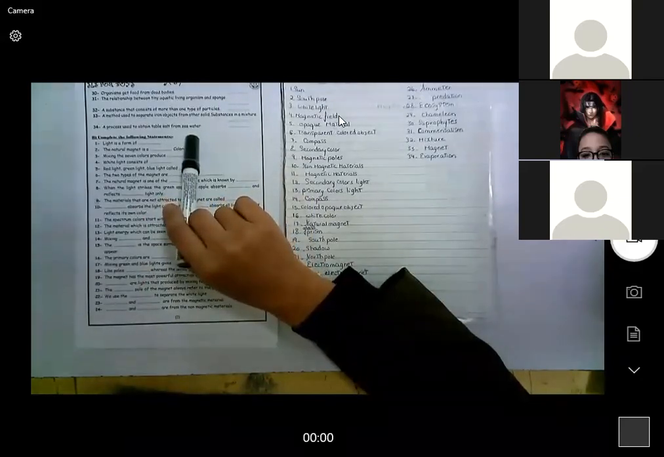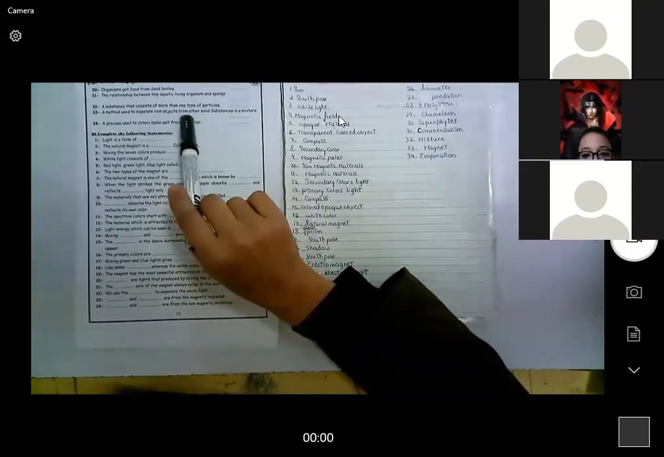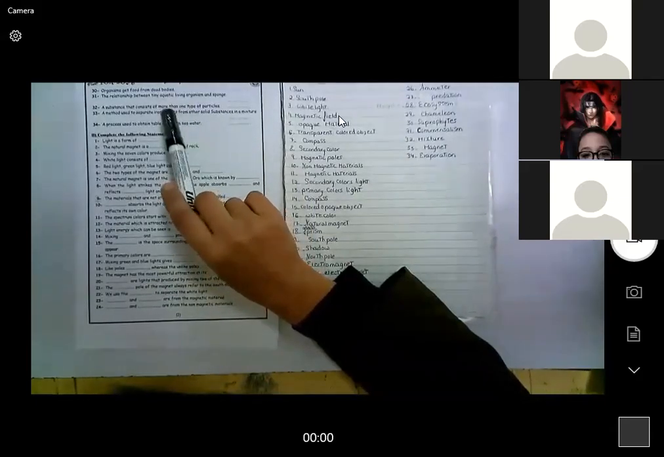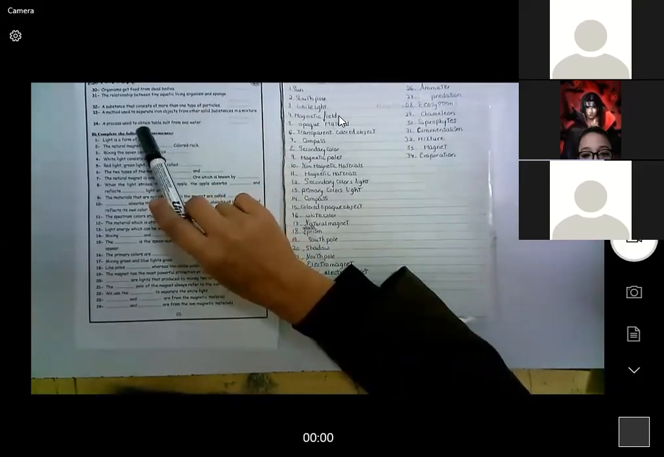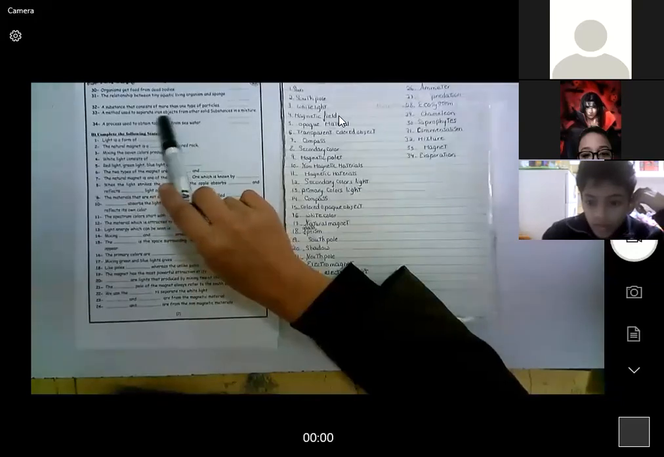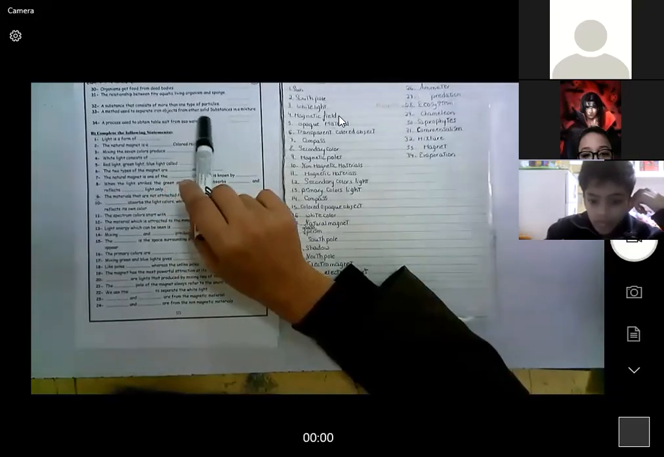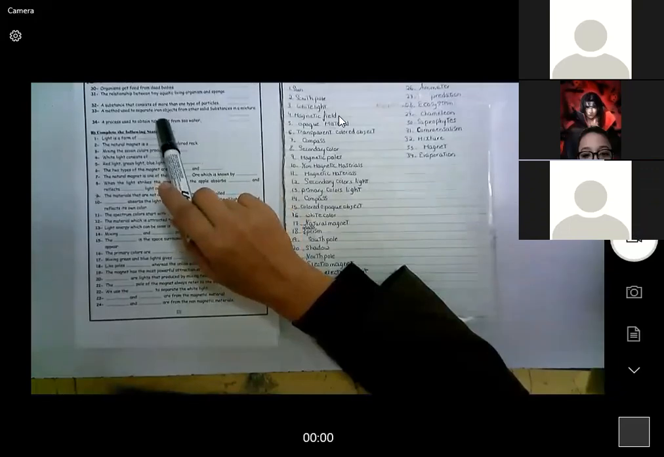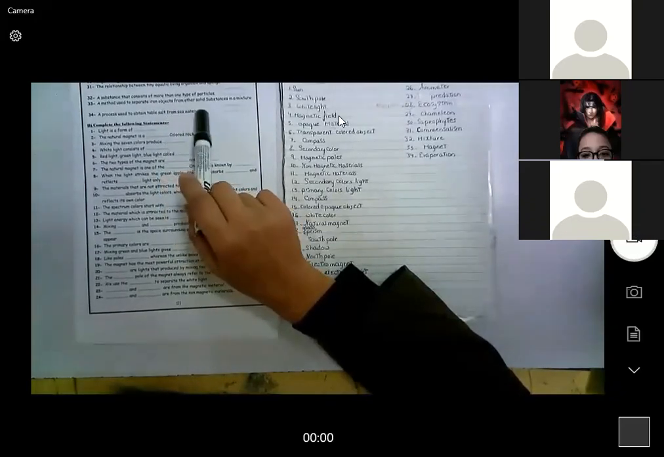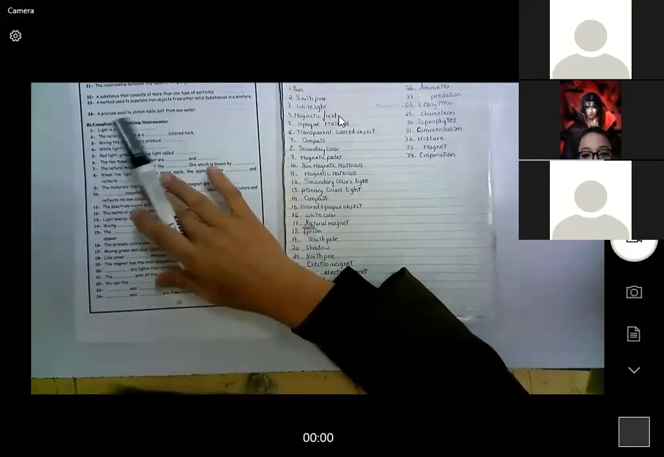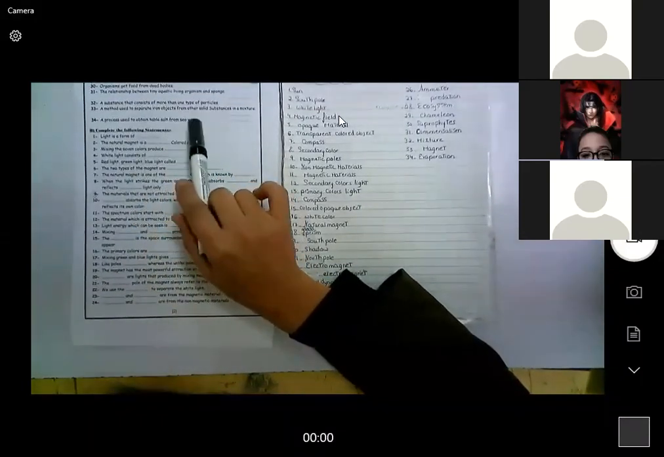32. Substance that consists of more than one type. When I ask you more than one type, you're going to write, yes, mixture. 33. A method used to separate an iron object from other solids in a mixture. Here the answer is iron, so I'm going to write magnet. I use the magnet to separate the iron from any substance.